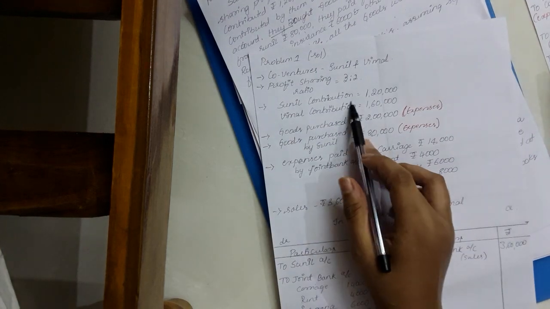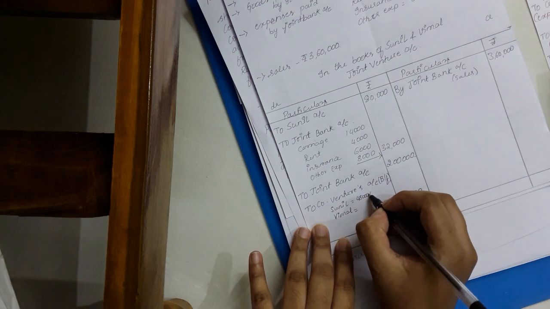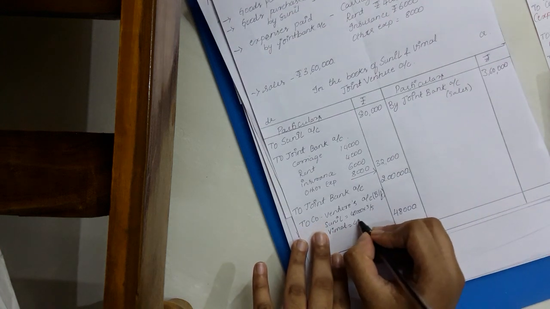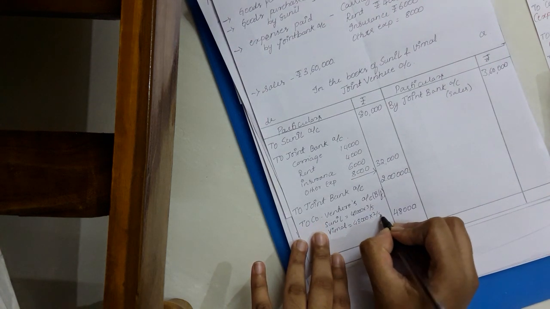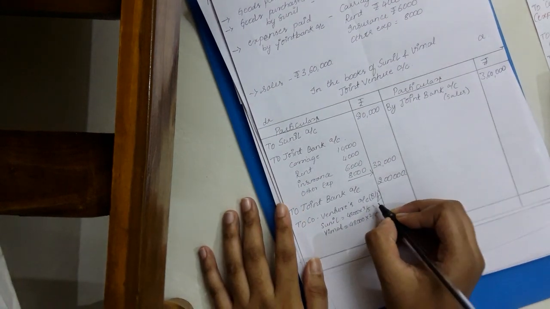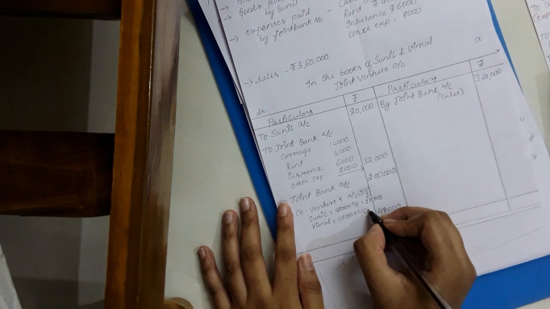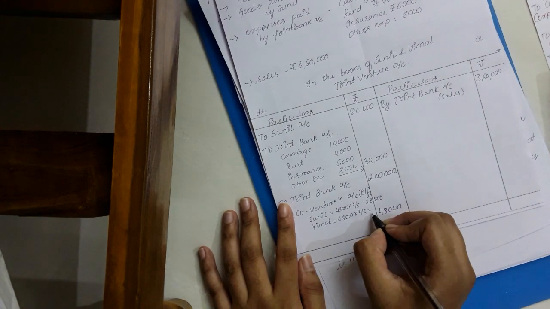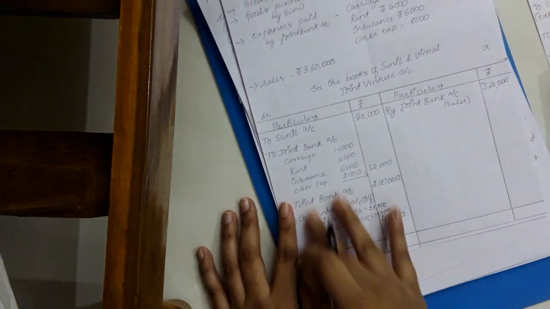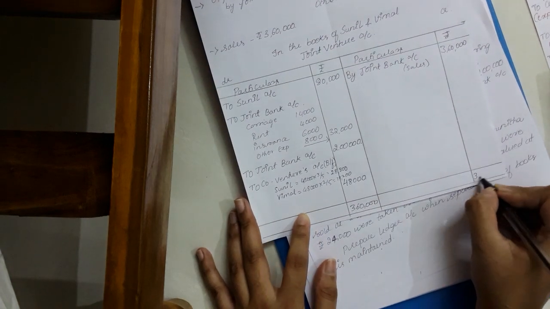So what is the profit sharing ratio? That is 3:2. So 48,000 into 3 by 5, and next 48,000 into 2 by 5. So what is the value? 48,000 into 3 by 5 is 28,800, the profit given to Sunil, and for Vimal 48,000 into 2 by 5 is 19,200, the profit given to Vimal. So this is all about the joint venture account. I hope you have understood this much.